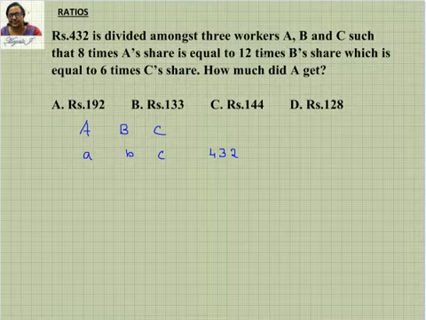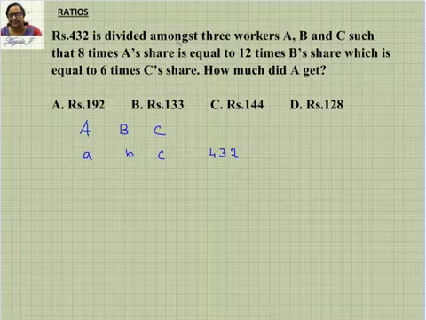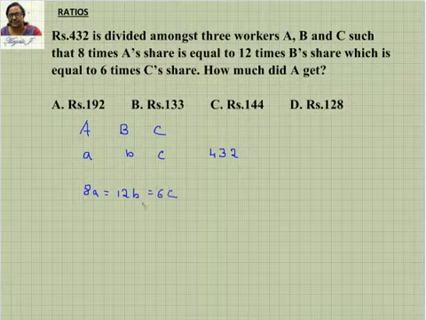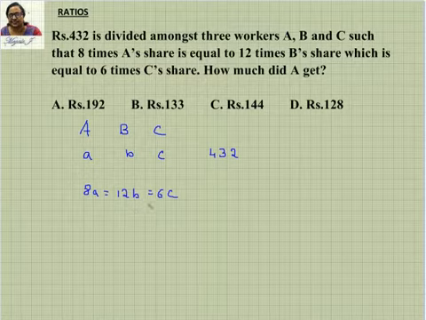If the ratios are given directly, we can just go for the calculation of the individual shares. But instead of giving the ratio, they're just comparing the shares. The comparison given is 8 times A's share is equal to 12 times B's share, that is equal to 6 times C's share. So from this, you have to find out the ratios. How to find the ratios from this?